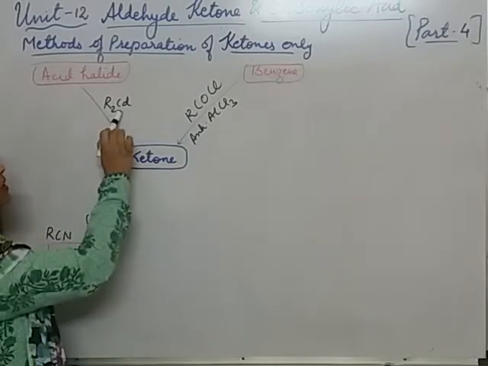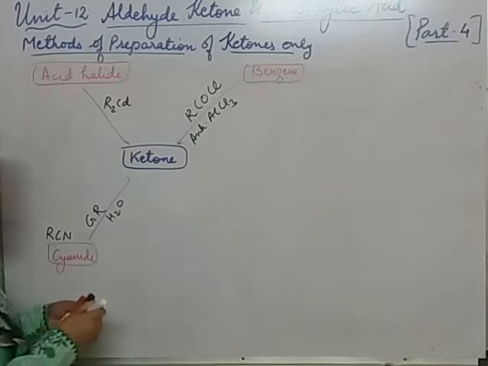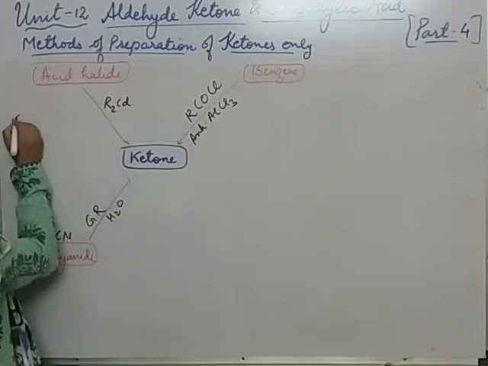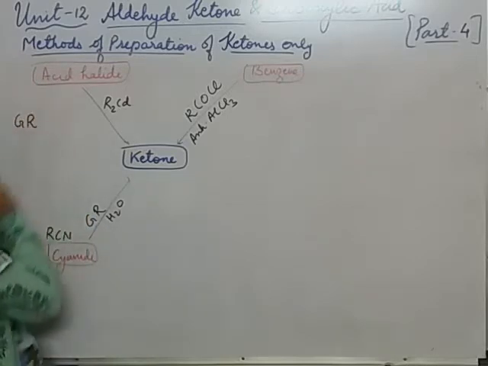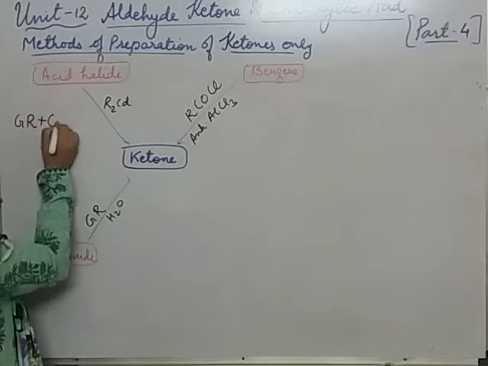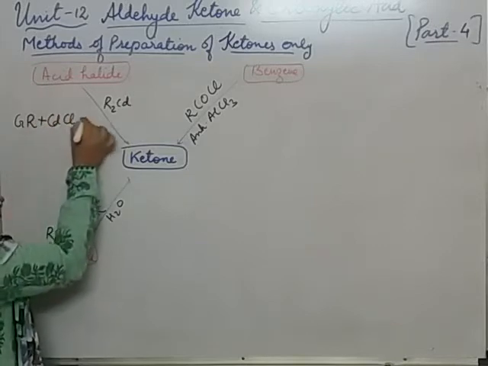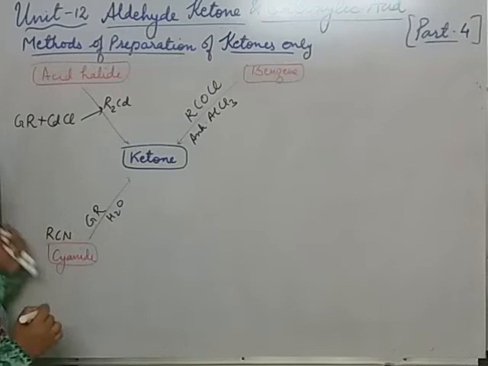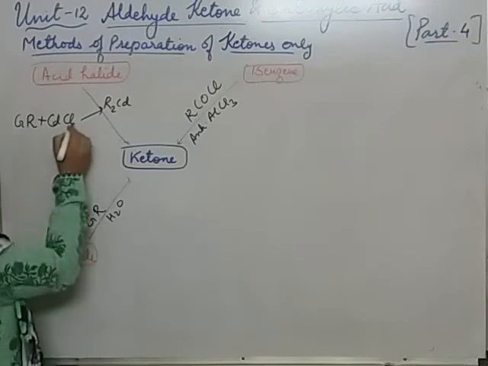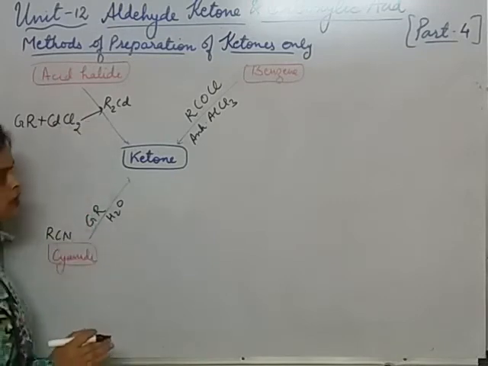Okay, and how do we get this dialkyl cadmium? That I am writing with GR. When GR combines with cadmium chloride, it gives this dialkyl cadmium. Okay, now I will tell you the explanation also here.